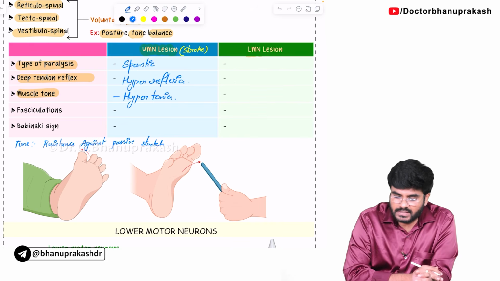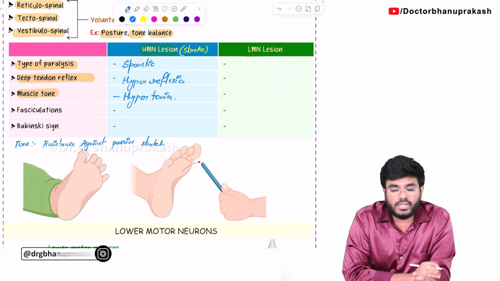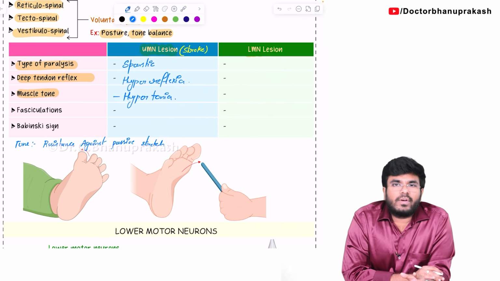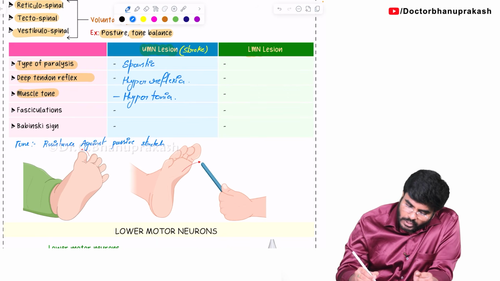Okay. So what type of paralysis? If a patient is having brain damage, an upper motor neuron lesion, there is going to be spastic paralysis with hyperreflexias and hypertonias. All this is because of the lower motor neuron overfiring. Okay. Now think about the lower motor neuron lesion.